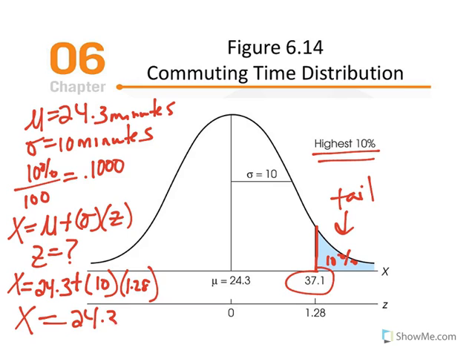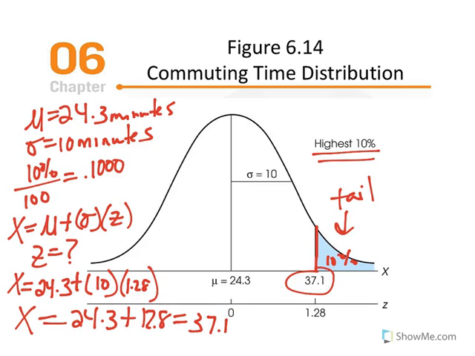So 24.3 plus 12.8, the product of the standard deviation multiplied by z-score, and that gives us 37.1. And so now we've solved this particular problem, which was to identify the minutes commuting that places somebody in the top 10%.